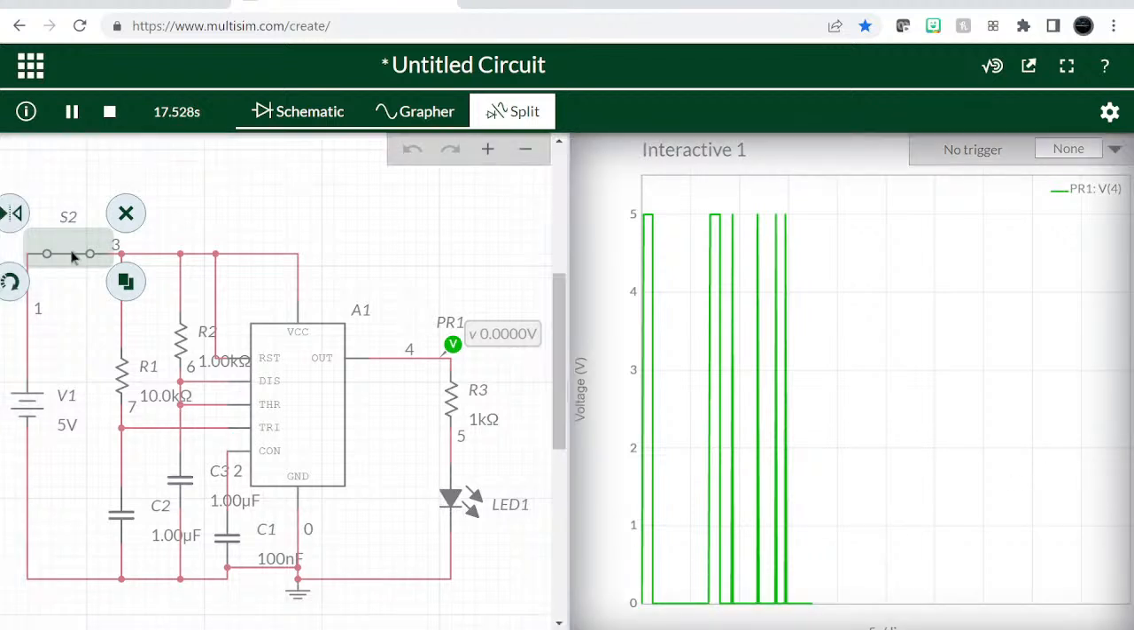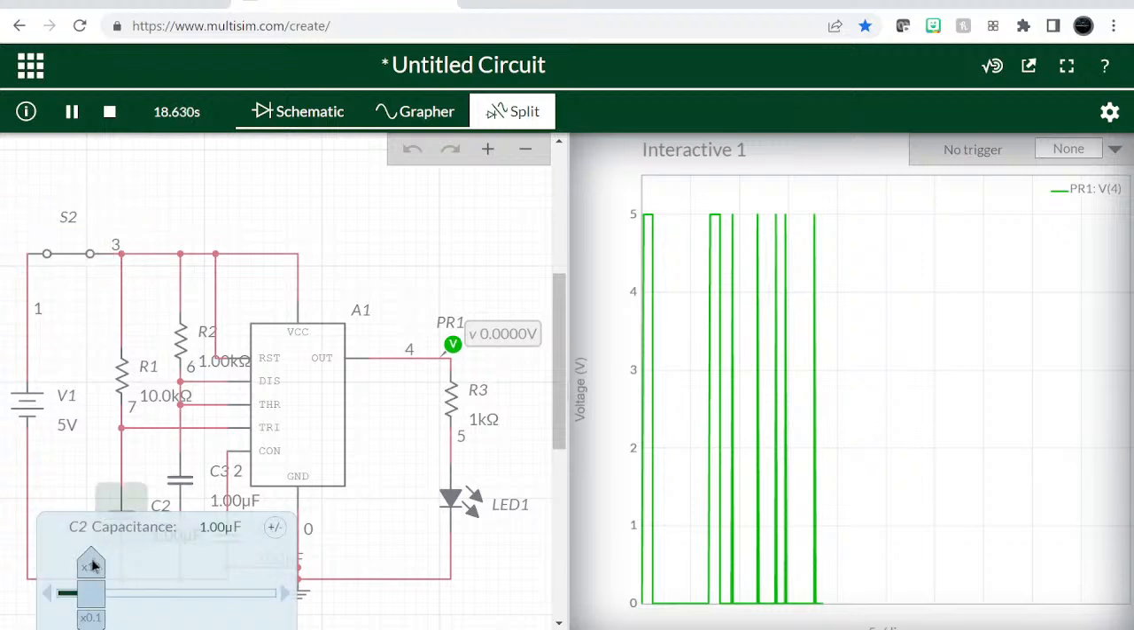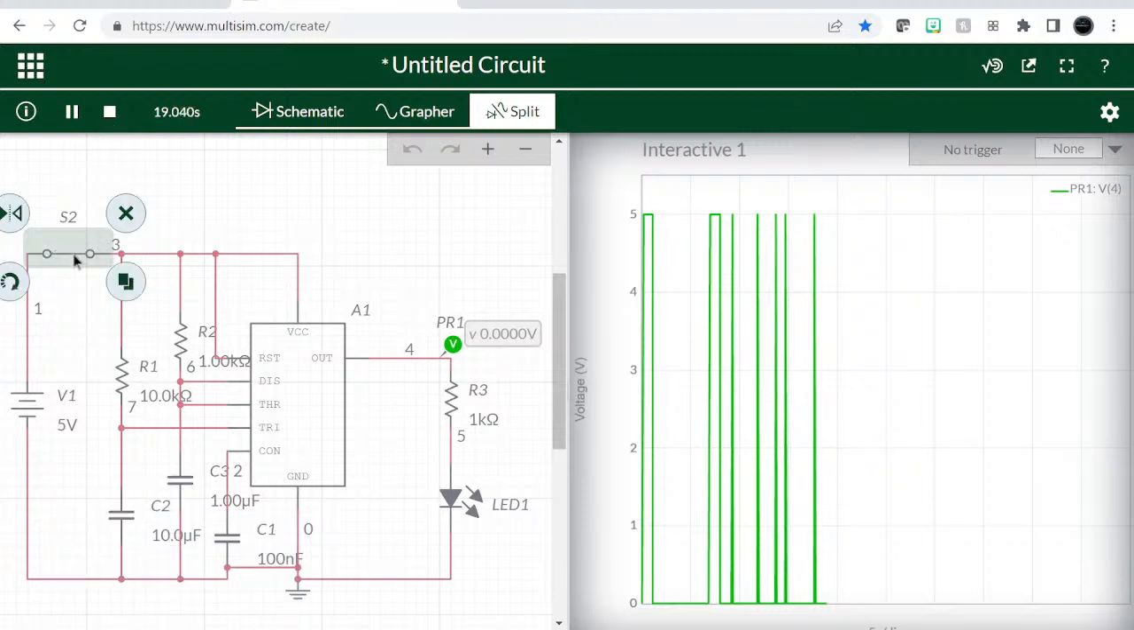So let's do it one more time. You can see the LED is going on and off a couple of times before it settled. Alright, so 1K and 1 microfarad, not a good idea for us. So we're gonna find a value that works for us. So let's try 10 microfarads, and let's do that again.